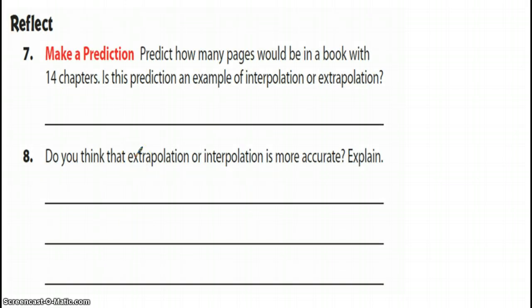Okay, now let's look at what we will do if we predict how many pages would be in a book with 14 chapters. And then I want you to answer for me, is this prediction an example of interpolation or extrapolation? So pretty much the same thing we just did for the last question. And then answer for me, which one of the two do you feel is more accurate? And then explain. Okay, go ahead and stop it and then come back and we'll go through.